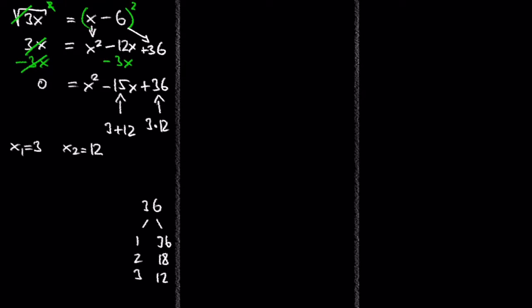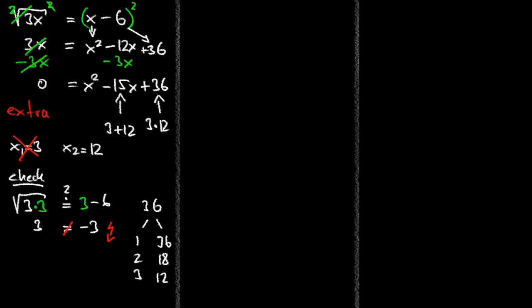Which we have to check by plugging them into the original equation, because we have an even root index. The square root of 3 times 3 equals, which we have to check, 3 minus 6. 3 times 3 is 9, and the square root of 9 is 3. 3 minus 6 is negative 3. 3 is not equal to negative 3, which means 3 is an extraneous solution. So it does not fit into the original equation.